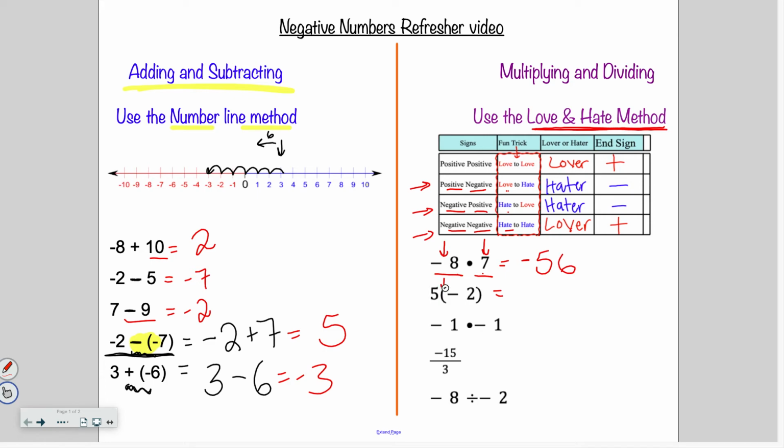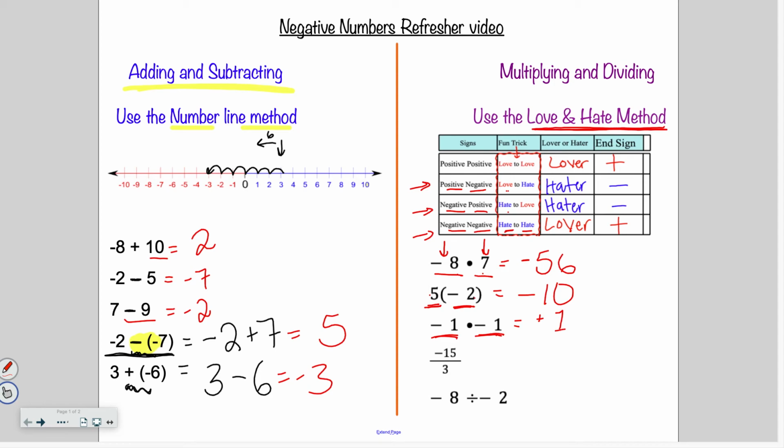Okay, so 5 times negative 2. If you love to hate, you're a hater. So negative sign on your answer, and 10, because 5 times 2 is 10. All right, the next one, negative 1 times negative 1. I went with a funny one there. If you hate to hate, hate to hate means love. Sometimes I put a little plus sign just to remind myself I've done that. My answer needs to be positive. 1 times 1 is, I'll get that wrong, positive 1. There's a positive 1 for that one.